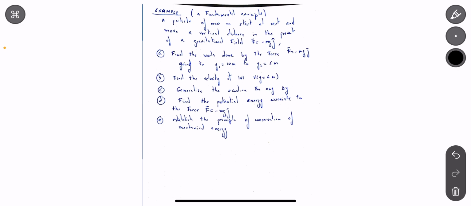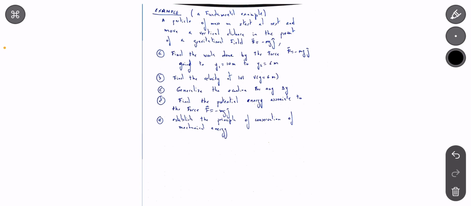So that would solve part A, find the work done by the force going from y1 to y2. Although they don't give us the exact mass, we can at least say that it'll be greater than 0, so we know the kinetic energy will be positive. Then we can go on to B.